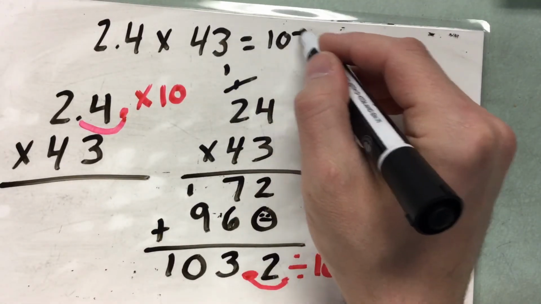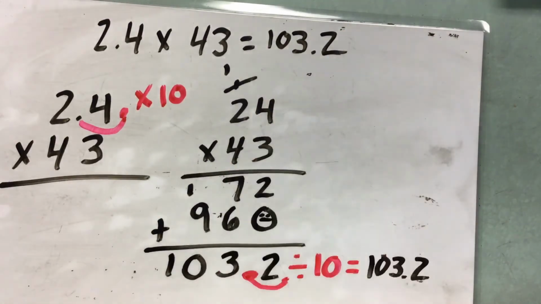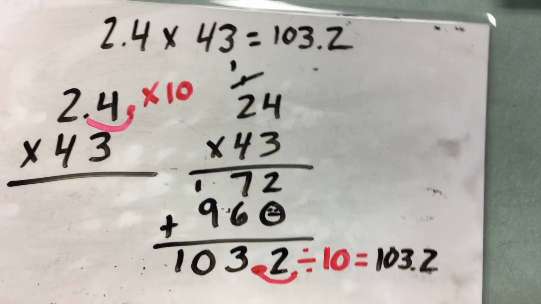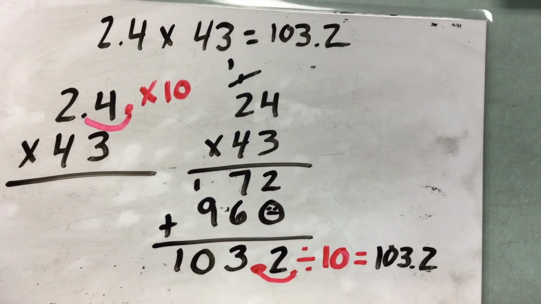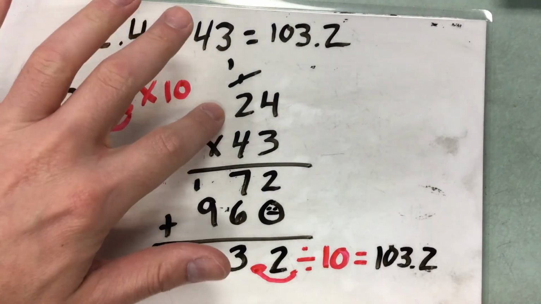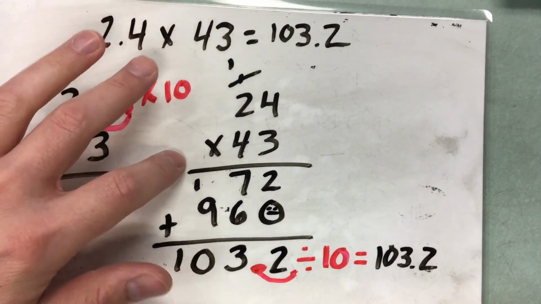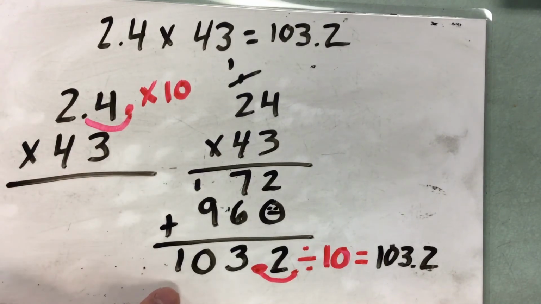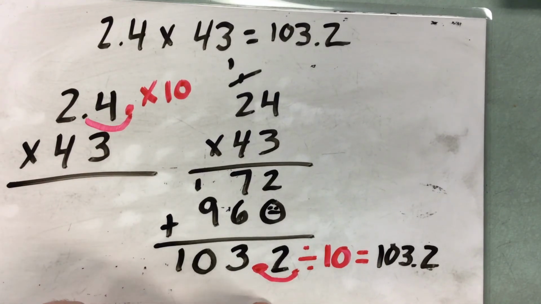So just like our area model, we got 103 and 2/10. So what did we do to make this problem a little easier? Well, we multiplied by 10 to get rid of the decimal. That changed this to a whole number multiplication problem, just 2 digit by 2 digit. We solved and got 1,032.